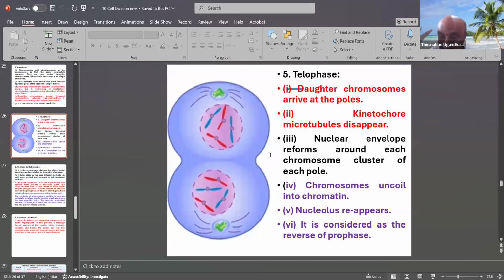The nuclear envelope reforms around each chromosome cluster. The chromosomes are uncoiled into chromatin. Then the nucleus reappears. It is considered the reverse of the prophase.